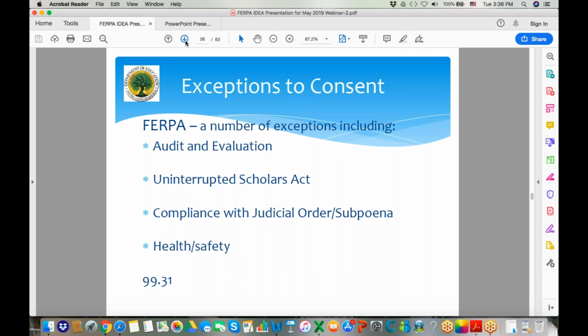But let's talk about 4 in particular: audit and evaluation, the Uninterrupted Scholars Act, compliance with judicial orders and subpoenas, and health and safety. Next slide, please.